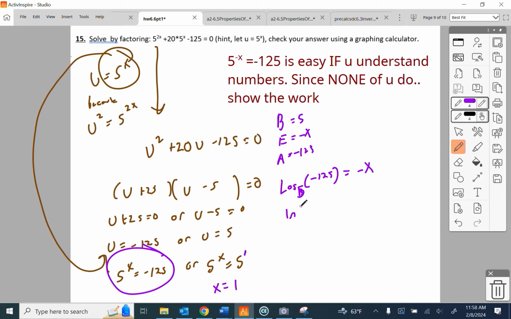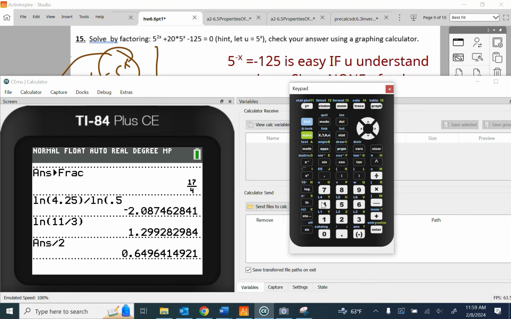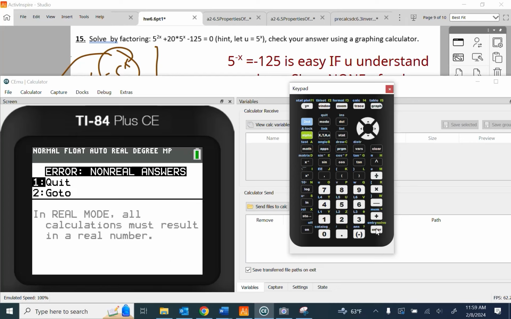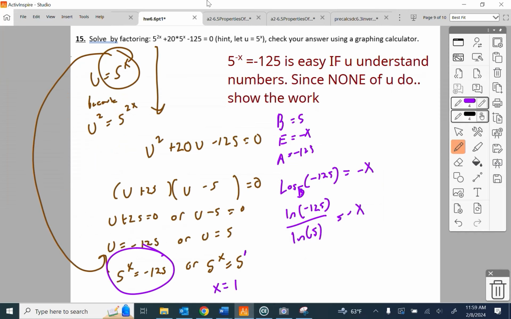I do my conversion, natural log of negative 125 with an ln of 5. And I go push some buttons in a TI-84, and I'm not going to be surprised. This calculator is about to tell me that I have an imaginary answer. Error non-real. So this is literally x DNE, does not exist.